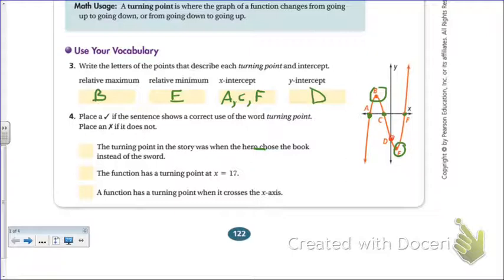Number 4 says place a check mark in the sentence that shows a correct use of the word turning point. Turning point means a change in direction. Something's happening. And if it doesn't, we're going to put an X. The turning point in a story was when the hero chose the book instead of the sword. So they're doing something different. The actions are changing, so that would be an example. The function has a turning point where x is 17. That could happen as well. It may not be on the x-axis, but it has an x-coordinate of 17. A function has a turning point when it crosses the x-axis. Well, this one crossed the x-axis at 3 places and none of them were turning points, so that's not true.